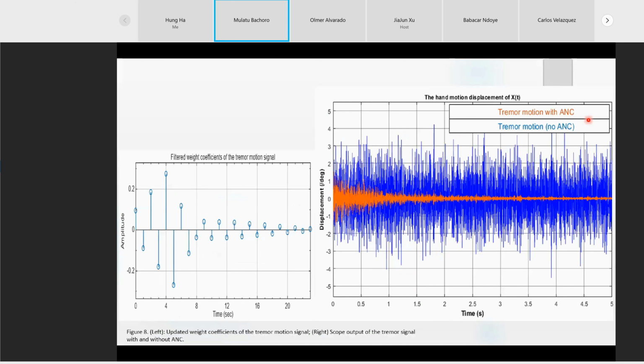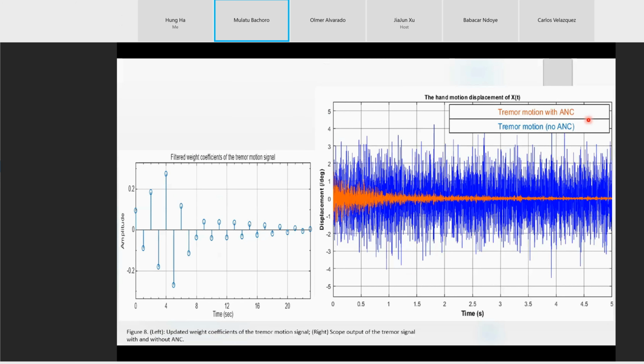And this picture, the figure on the right-hand side, shows the scope output after we run the simulation. Basically, it shows a comparison of the noise source signal, in this case the Parkinson's disease tremor signal, and the same signal after applying the filtered-X normalized LMS, or least mean square, algorithm.